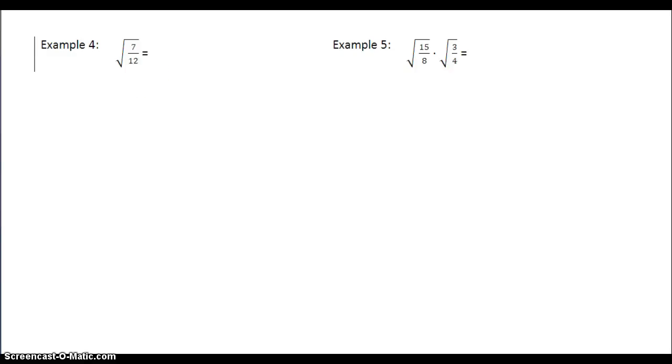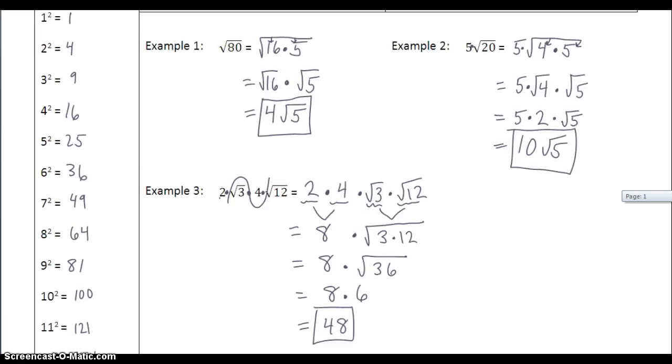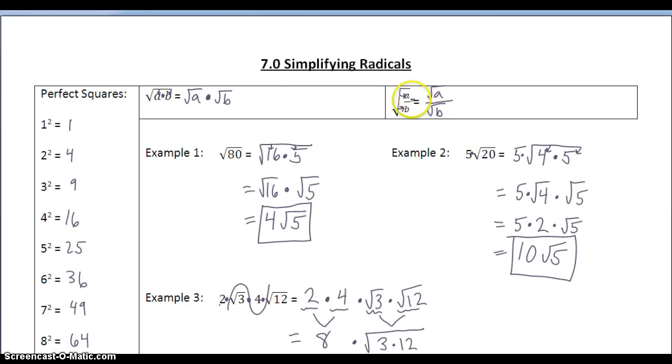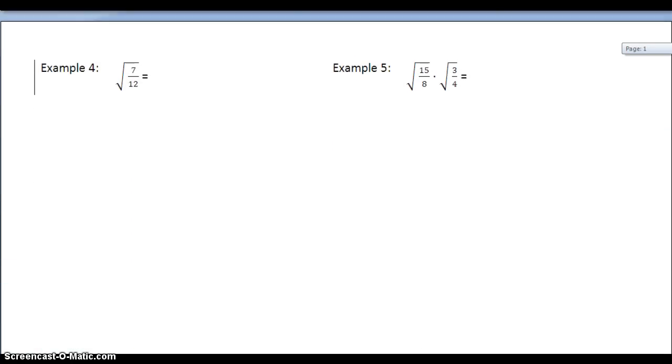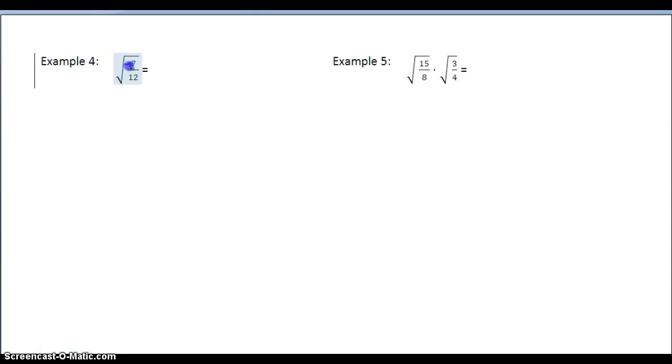In part 2 of this lesson, we're dealing with two examples that have fractions. If we look at example number 4, we have the square root of two numbers being divided. So we can actually use that second property that we looked at. We can distribute the square root over the division bar. So that's where I want to start my problem. I'm going to distribute the square root to my numerator and to my denominator.